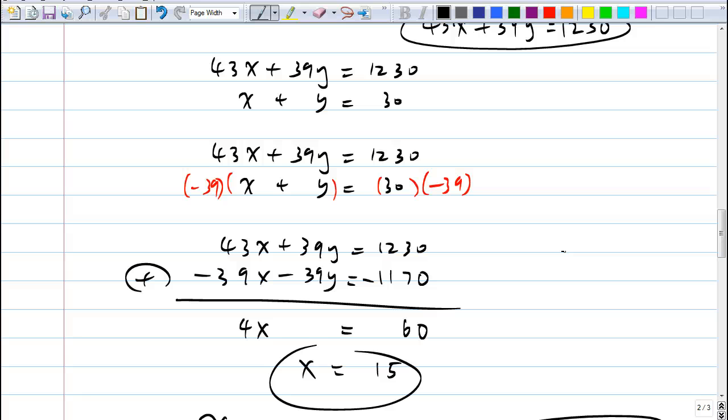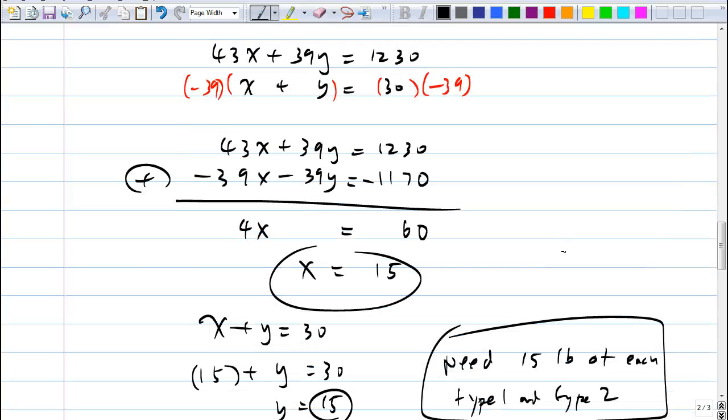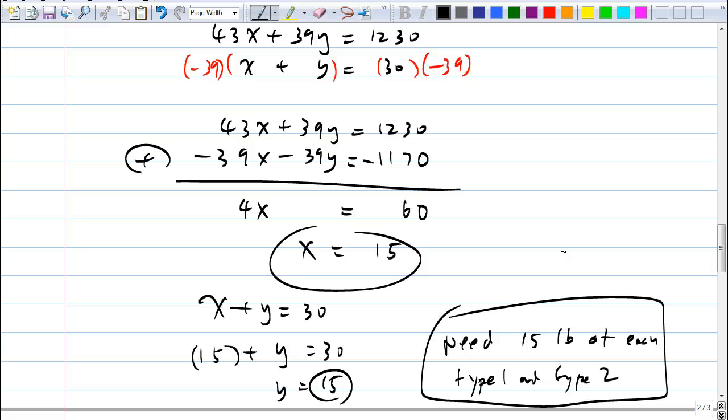15. What about the other type? It's 15 again, because remember when you add them together, it should equal 30, right? So you can plug in 15 for x, and you get 30. So we need 15 pounds of each, type 1 and type 2. Easy enough? Very good. Can you do something like this for your homework?